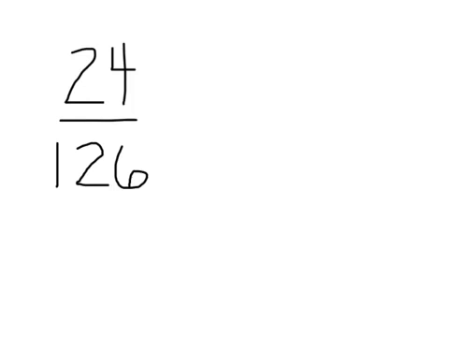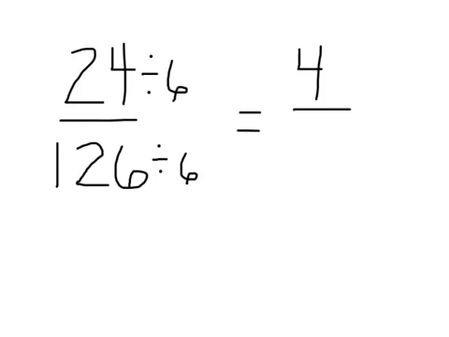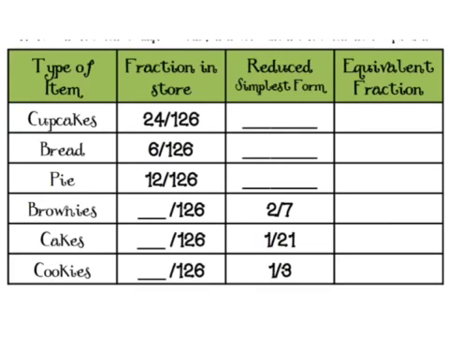I'm going to use the number 6 because I know that 6 can go into 24 and 6 can go into 126. 24 divided by 6 is 4, and 126 divided by 6 is 21. This fraction is now reduced to simplest form. You will write this on the chart. Now you will want to write the answer on your chart. Remember, you do not need to do the equivalent fraction section.